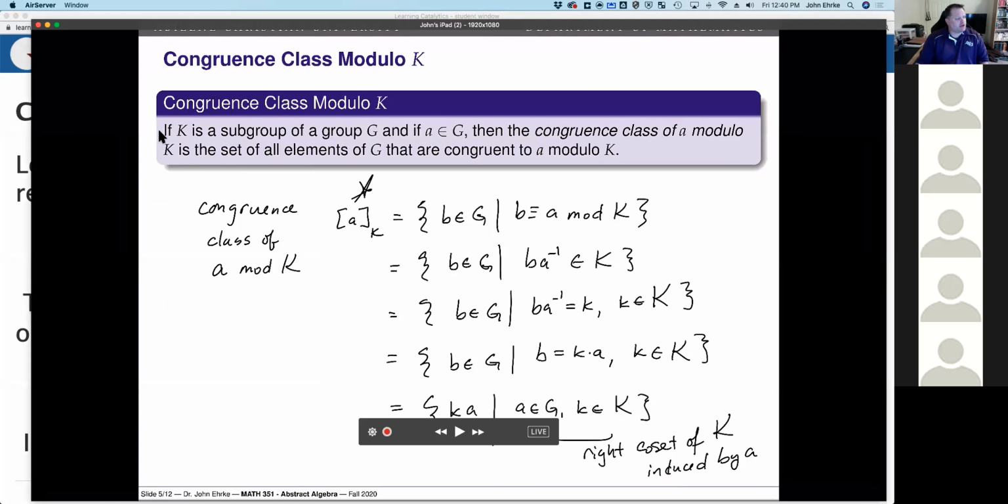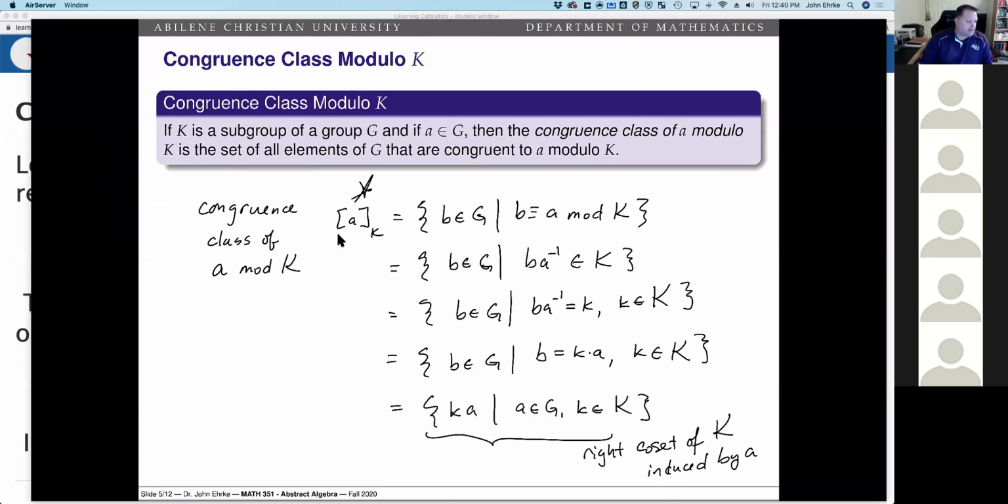Last time we were looking at the idea of congruence classes modulo a subgroup. And we had this calculation in class showing that the congruence classes modulo a subgroup are essentially the set of all elements k times a, where a is an element of the group, multiplied by all of the elements of the subgroup. So if you take a subgroup and you multiply all of the elements of that subgroup on the right by a, you produce something that's called the right coset of k. If you were to multiply on the left all the elements in the subgroup by a, then you would produce what's called the left coset.